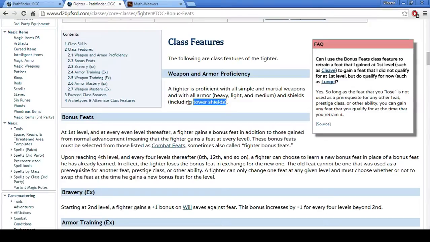Tower shields are quite often excluded in armor proficiency, so watch out for that. But for fighters, they're included. You're good at everything. You've got all the weapon and armor proficiencies. The only thing you're actually not proficient in is exotic weapons. So if you see something listed as an exotic weapon, you're not proficient in it. But as a fighter, you're going to be proficient in everything else. All right, so that's good.